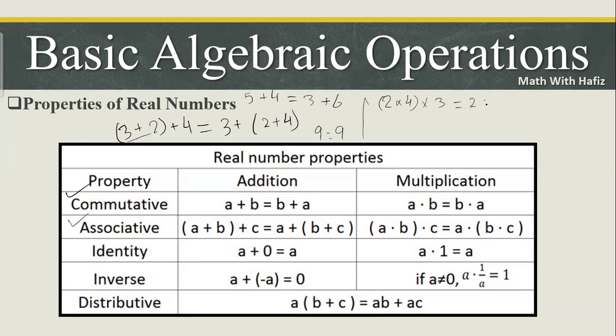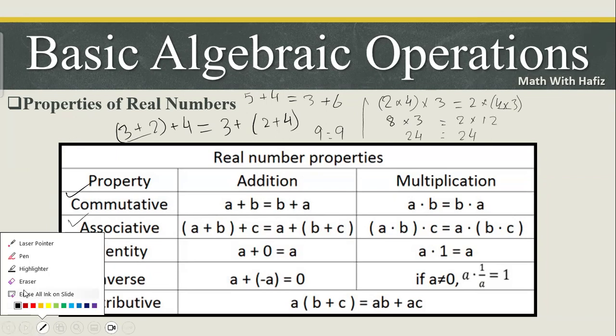They are saying you can keep this 2 out and multiply 4 by 3. Sorry, I will multiply this. So 2 multiplied by 4 is 8, multiplied by 3. It should be equal to 2 multiplied by the product of 4 and 3, which is 12. Right? Okay. So 8 multiplied by 3 is 24 and 2 multiplied by 12 is also 24. See, again, it didn't matter. The answer is the same. Then we have identities.